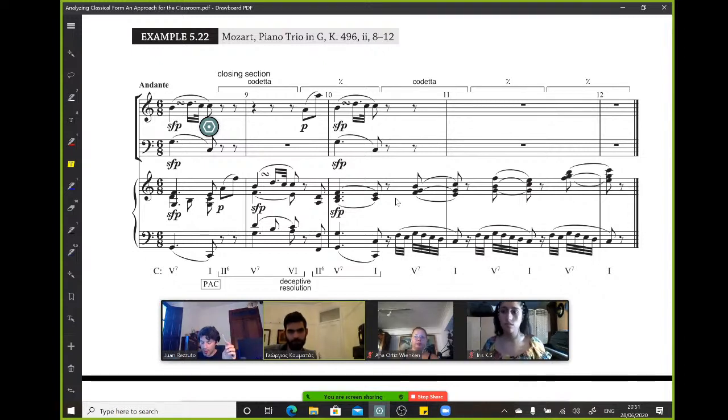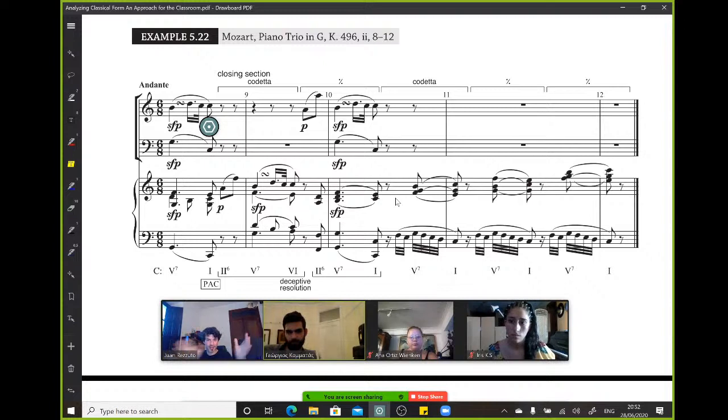Georgios, why do you think we are calling this deceptive resolution and not deceptive cadence? Because the cadence has already occurred. It's perfect. This is part of a progression after the cadence. Exactly. What Georgios says relates to the concept of grouping. The deceptive cadence, all the elements within the deceptive cadence, including the last harmony, okay, groups backwards.